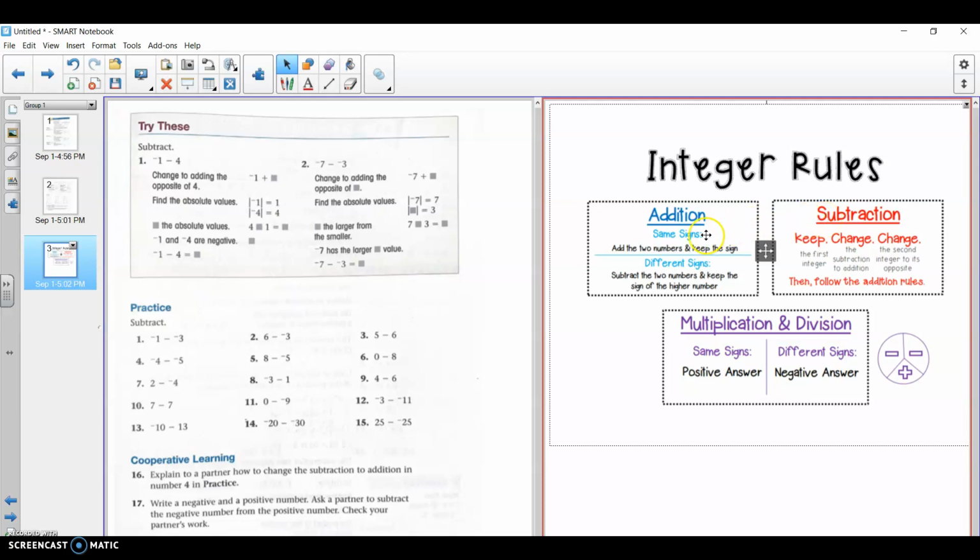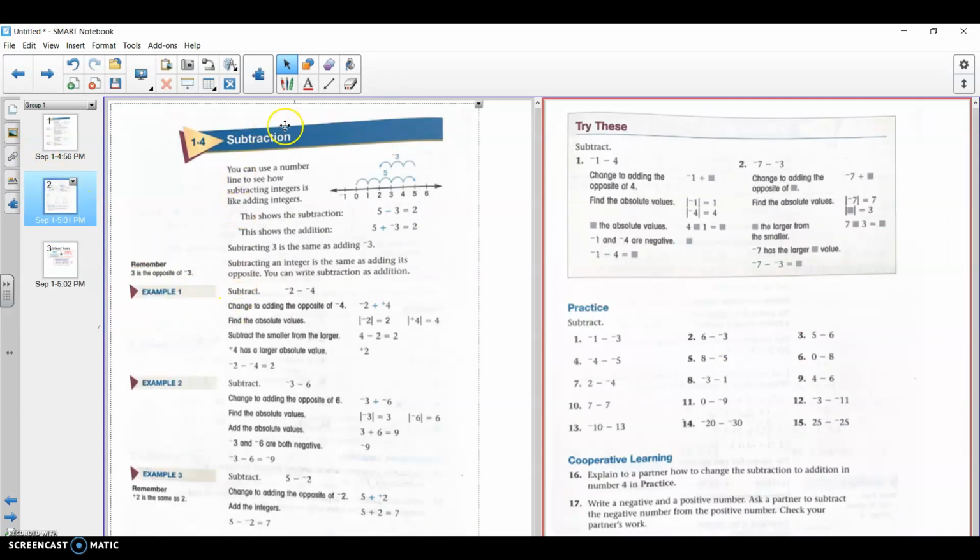And if you don't have the addition rules memorized, make sure you are using your interactive notebook to do that. So let's get started with the lesson, and we'll start by reading a little bit. Let's go to a different color here. You can use a number line to see how subtracting integers is like adding integers.